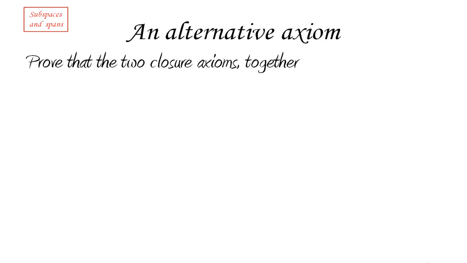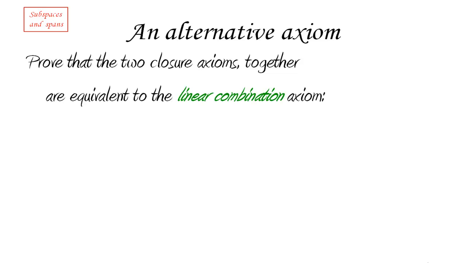Now, remember that in order to check whether a subset is a subspace, all we need to do is check the two closure axioms. Well, if you think about it, and I want you to think about it because I'm going to leave you with a little task, there is another axiom which we can use instead of those two. I want you to prove that the two closure axioms together are in fact equivalent to the linear combination axiom. This is an axiom that I have not mentioned before, so here is what it is.